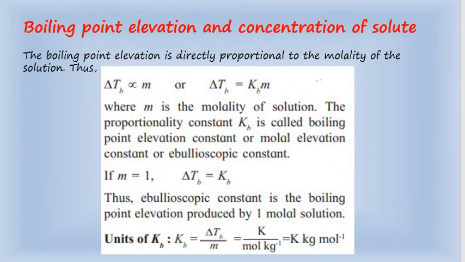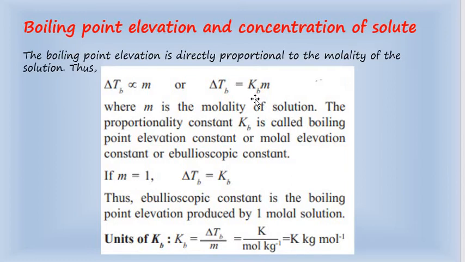Now, boiling point elevation and concentration of solute. Boiling point elevation is directly proportional to the molality of the solution. Delta Tb is the boiling point elevation and molality is represented by small m. These two terms are directly proportional to each other. After removing proportional sign, we are adding one constant which is called Kb here. This is called boiling point elevation constant or molar elevation constant or ebullioscopic constant.